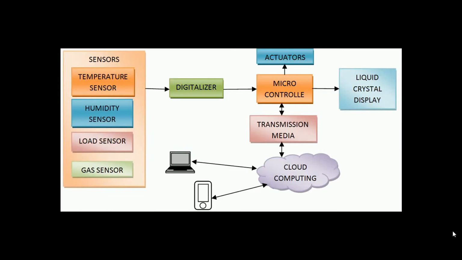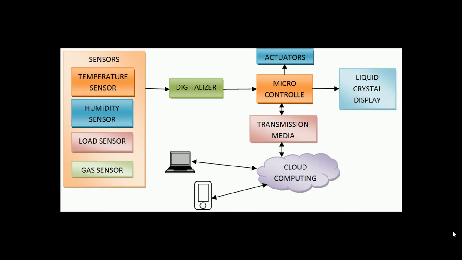Next, this is the block diagram of this current project. Here we have used the sensors: temperature sensor, humidity sensor, load sensor, and the gas sensor. The sensors give the values, and the values are sent to the digitalizer, where the analog data is converted into digital data, and from the digitalizer to the microcontroller, and from the microcontroller to the liquid crystal display for displaying the values.